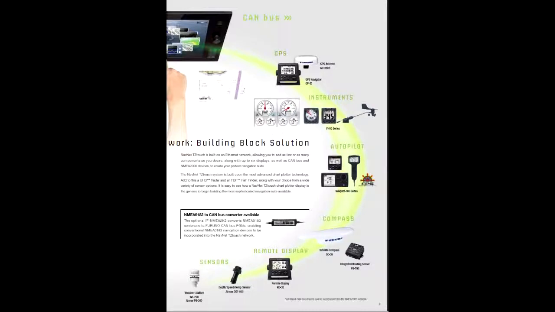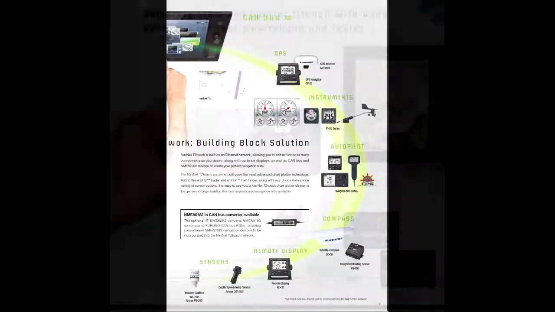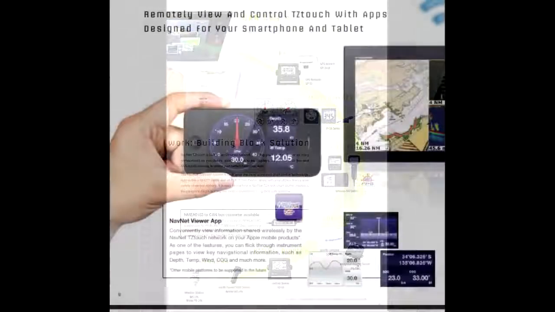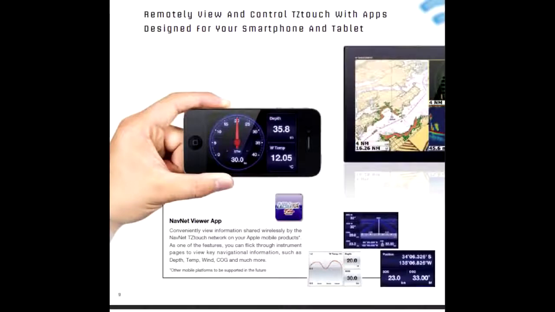NavNet TZTouch is built on an Ethernet network, allowing you to add as few or as many components as you desire, along with up to 6 displays, as well as CAN-bus and NMEA 2000 devices, to create your perfect navigation suite. Engineered to utilize the latest technology, it opens the door to cutting-edge wireless features, such as tablet and smartphone apps, points of interest, real-time weather data, software updates and more.